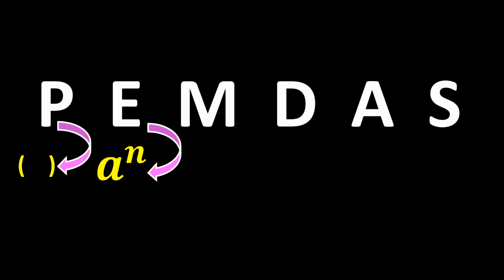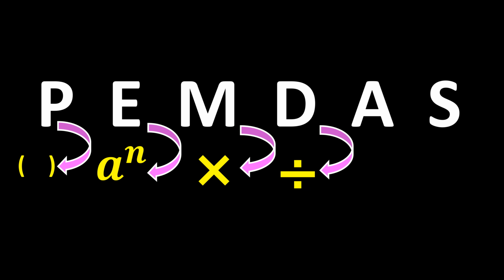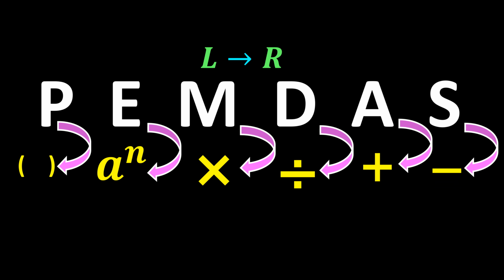Look, the PEMDAS rule is very simple. First, we have to solve the expressions inside the parentheses, then the exponents. Next, we get to multiplication and division, which have the same priority and must be solved strictly from left to right. And finally, we have addition and subtraction, which also need to be solved in the exact same way, from left to right.